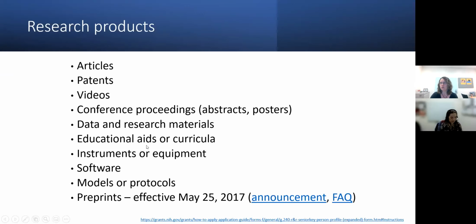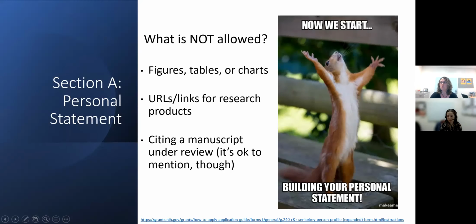So what is not allowed? You cannot include figures, tables, or charts. And you can't include URLs or links for any of those research products that we just talked about. So as Tess mentioned, there is only one link that you are allowed to put in, and that is something that will come up in contributions to science, which is a link to your full bibliography.